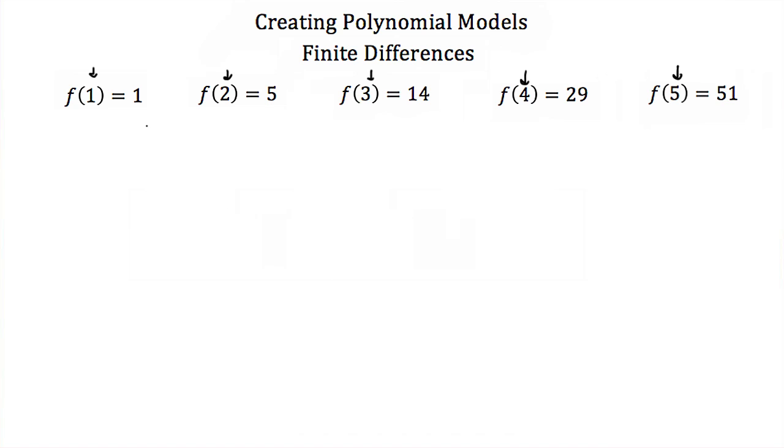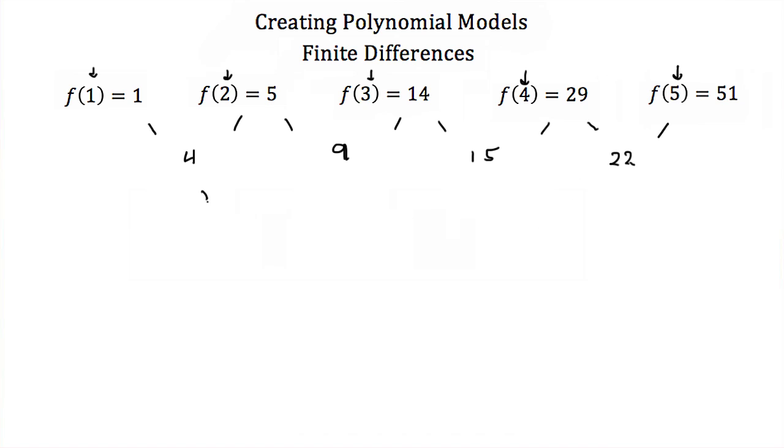So for example, between 1 and 5 in our function values, this is an increase of 4. Between 5 and 14, this is an increase of 9. Between 14 and 29, that's an increase of 15. And between 29 and 51, that's an increase of 22.